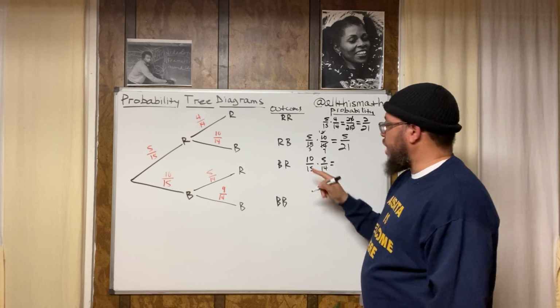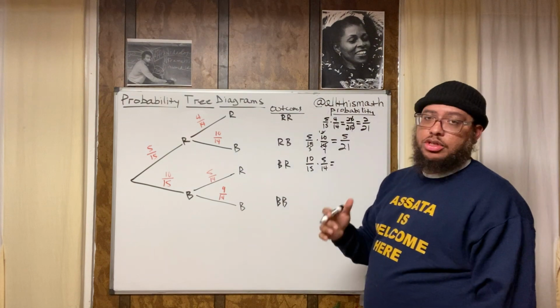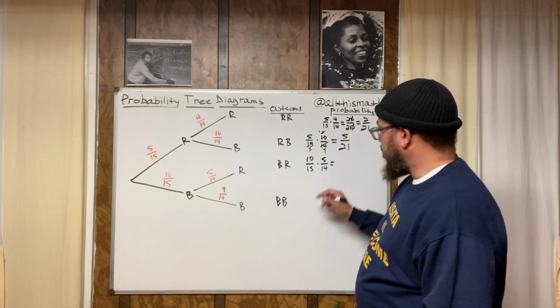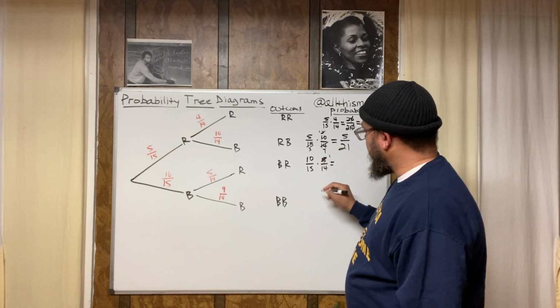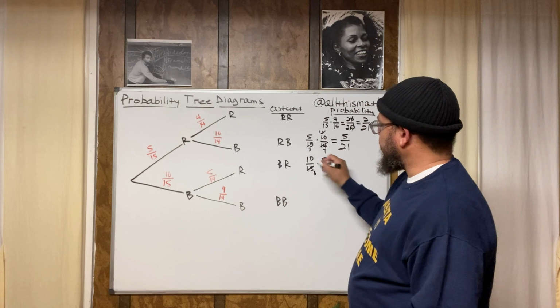So 15 and 5 have a common factor of 5, right? So you're going to divide each one by 5. And 5 is the greatest common factor. So you're going to divide 5 by 5 to get 1. You're going to divide 15 by 5 to get 3. Then we cross-cancel with the 10 and the 14.